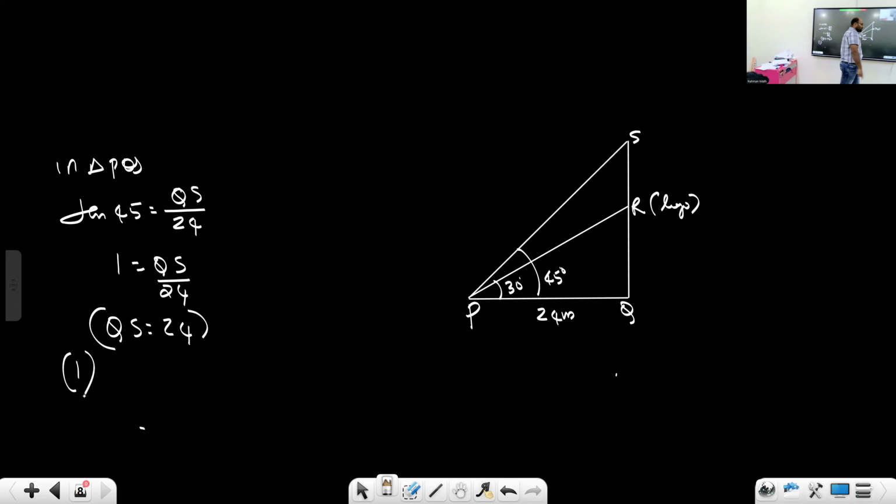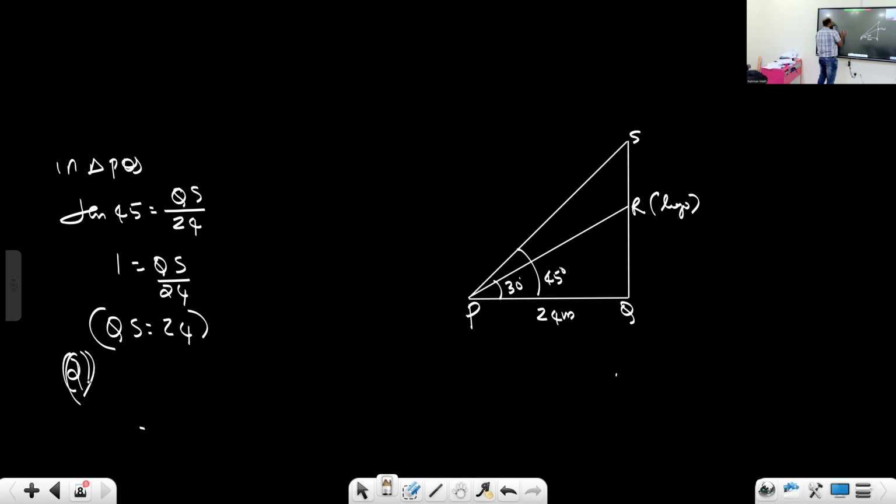Height of the building from the ground is 24 meters. That's the first question. Logo they are asking. Okay, then leave it, that you make the second answer. Height of the building from the ground, 24 meter. Second one, in triangle PQR, tell me which angle is there in PQR?